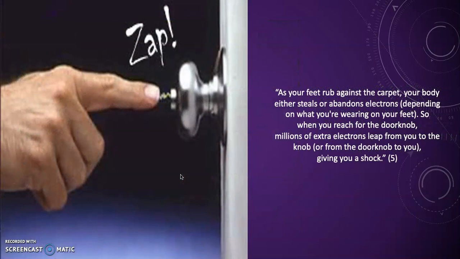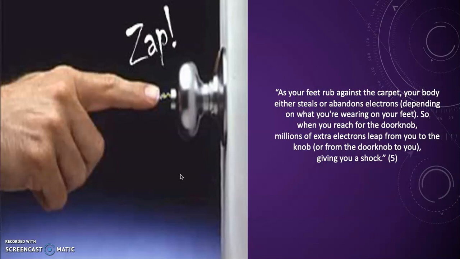So this is another example, one that I'm sure we've all experienced. You're walking around your house and you go to touch a doorknob and boom, you get zapped. So this can occur for a couple of different reasons. It all kind of depends on what you're wearing on your feet. If you're wearing shoes, the rubber might mean that you are taking electrons, or if you're wearing socks, it means you are losing electrons, more than likely.